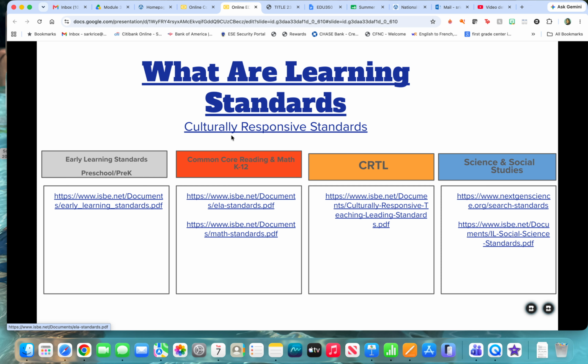We also have some other learning standards in the state of Illinois. We have the early learning standards for preschool pre-K. We have the Common Core standards for reading and math, and then the science and social studies standards, as well as the social emotional standards for the state of Illinois, which you'll be exploring as well.